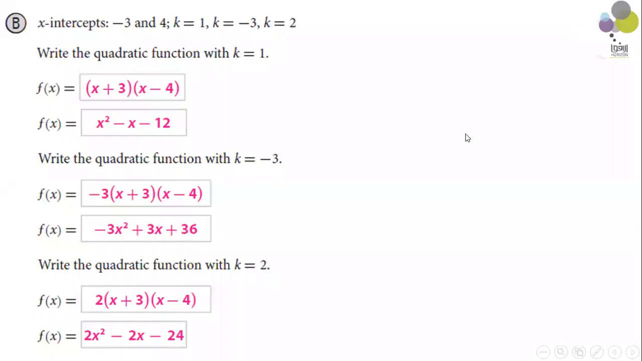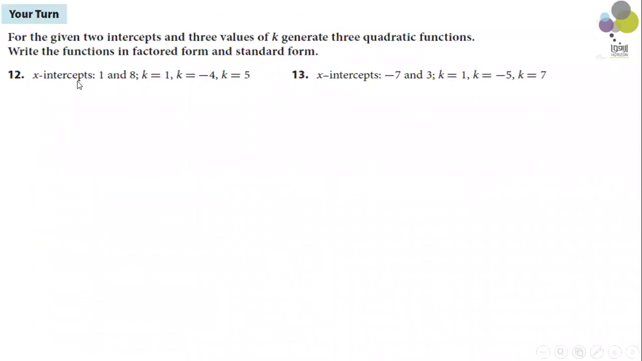Now your turn. It gives you x-intercepts 1 and 8, if k equals 1, if k equals negative 4, if k equals 5. So first we have to determine the x-intercepts. a equals 1 and b equals 8. So the first factor will be x minus 1, and the second factor will be x minus 8.